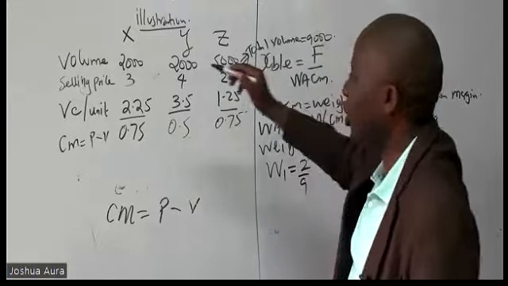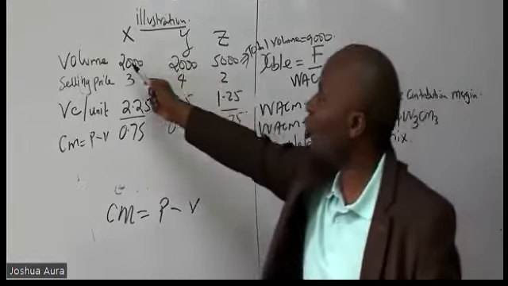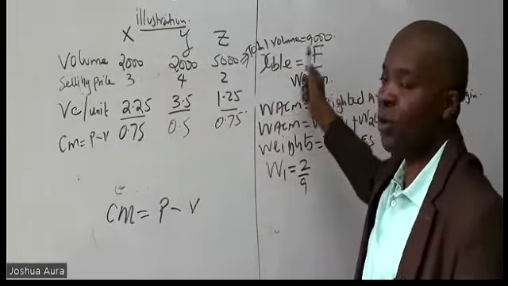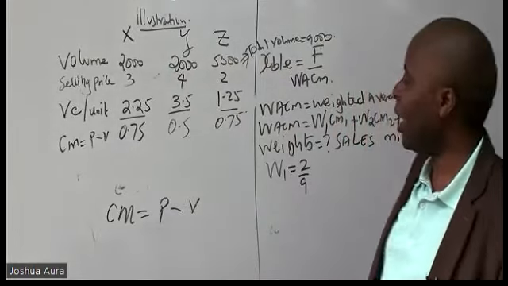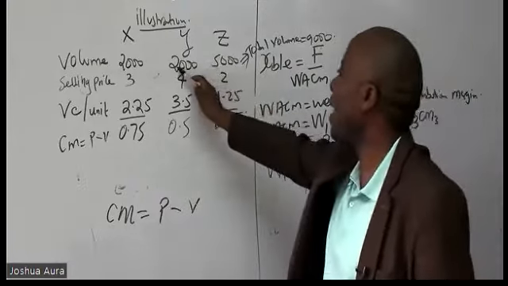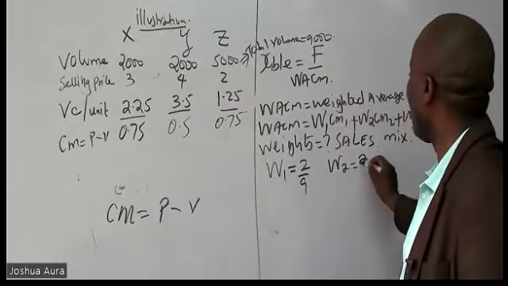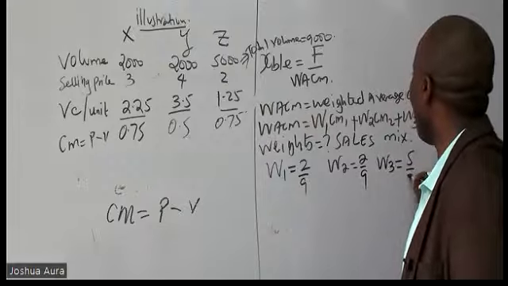I've just chopped the 3 zeros. Weight of the first product will be this 2,000 out of 9,000, because weight must be a fraction, it must be a decimal proportion, right? And then we have weight 2. Weight for the second product again will be 2/9. Then lastly, we have weight of the third product, which will be 5/9.